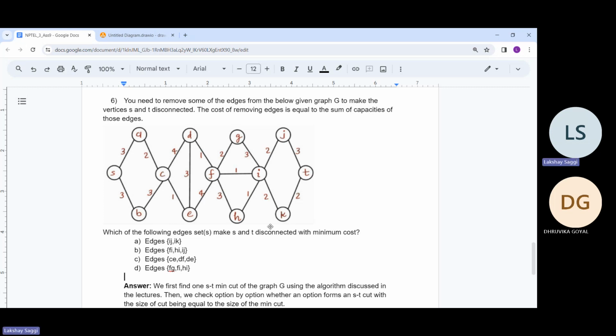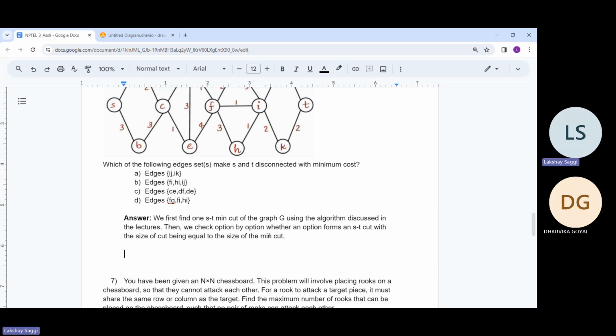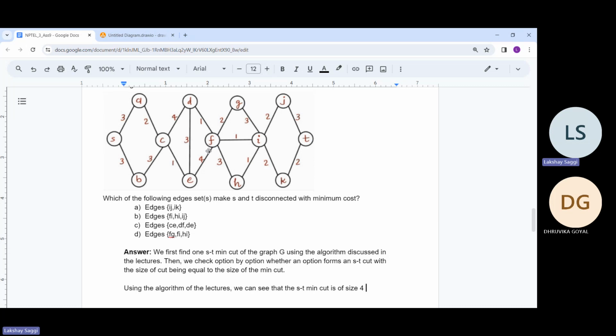So what I'm actually claiming here is that the first step is just to find one SG cut using the algorithm discussed in the lectures. Using the algorithm of the lectures, we can see that the SG min cut is of size 4. And the cut which we will obtain is this cut, which contains the edges FG, FI, and HI.